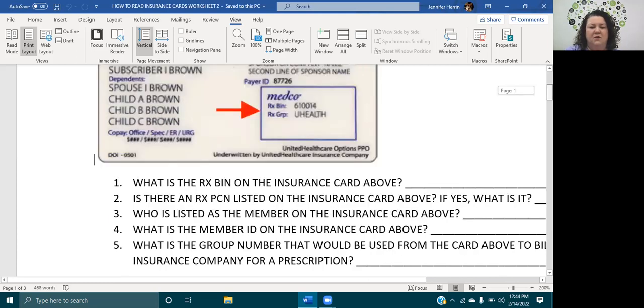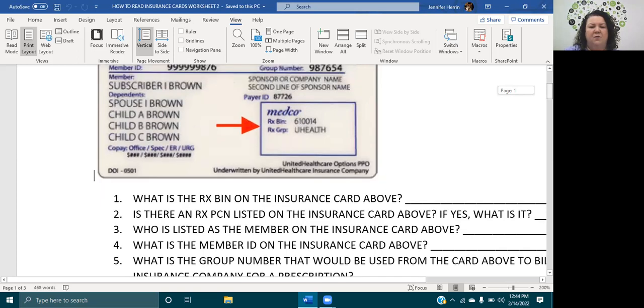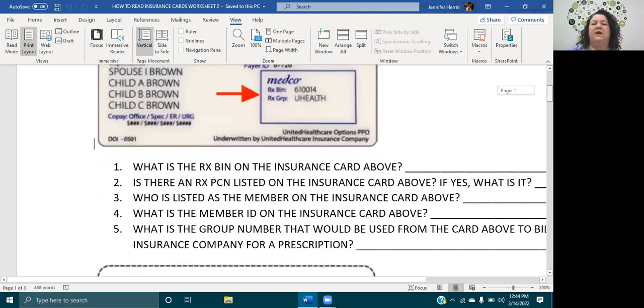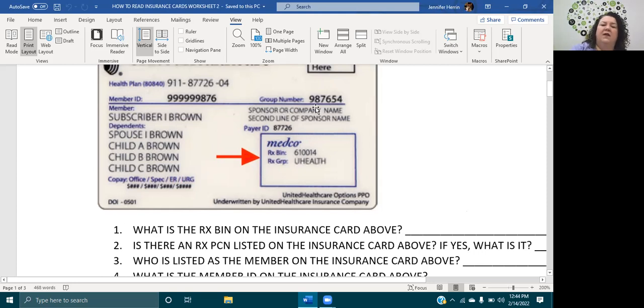Number 5 is, what is the group number that would be used from this card to bill an insurance company for a prescription? So again, we're specifying this is the medical group number. And down here where it says RX group and it has U Health, that is your prescription group number. So that's the group number you would have to use to actually bill a prescription.